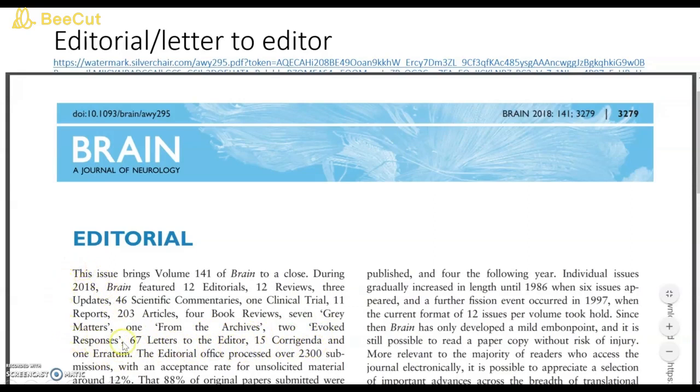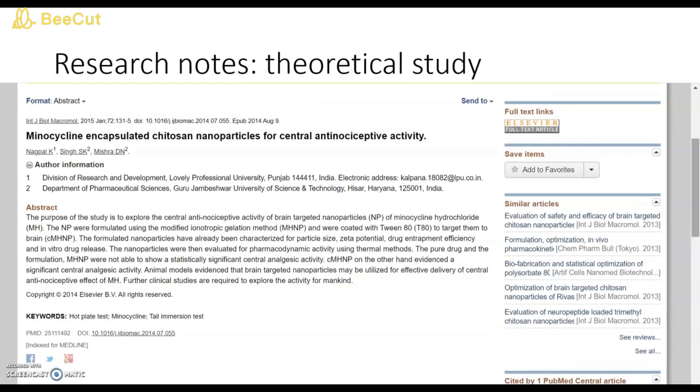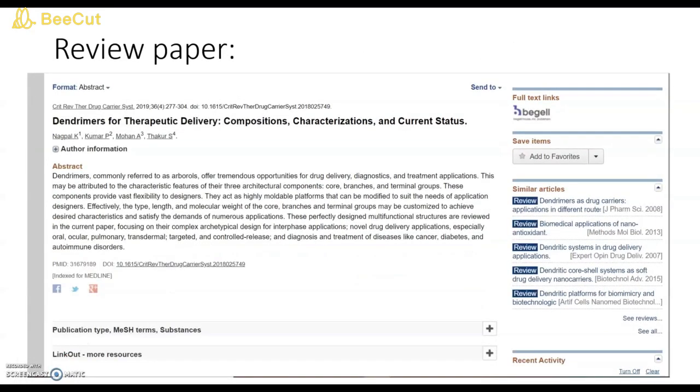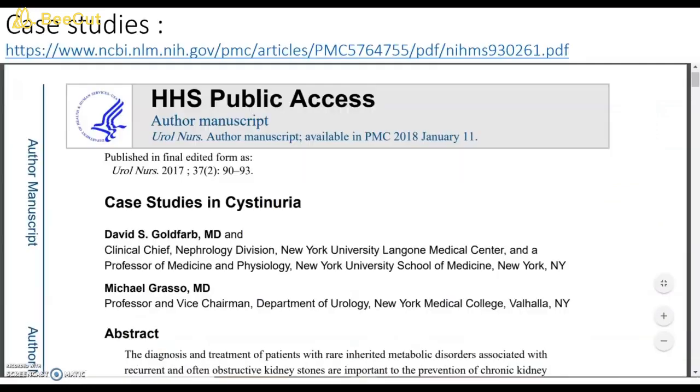So, this is all about this particular journal, Brain, a journal of neurology. And this form is actually called letter to the editor or editorial type papers. Okay, so this is the fourth type. First we have seen very short communication or rapid communication, followed by the research notes, then review paper, and editorial or letter to the editor.